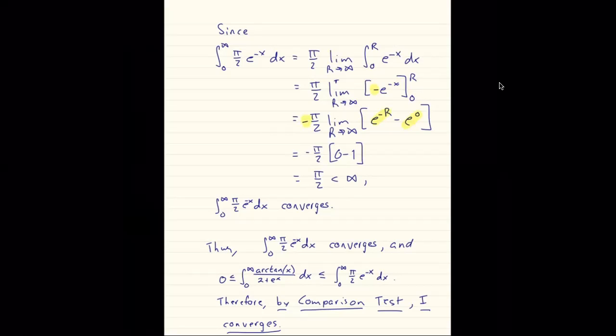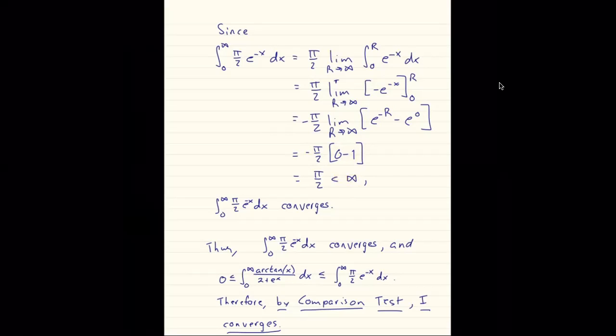Now the limit as r goes to positive infinity of e to the negative r, well, that's 1 over e to the r, and r is going to positive infinity, so this is being driven to 0. Now e to the 0 is 1, and the limit of 1 is just 1. So there's our minus sign in between. So negative pi over 2 times 0 minus 1 is the result of our limit, and that's just positive pi over 2, and we note that that's less than infinity.